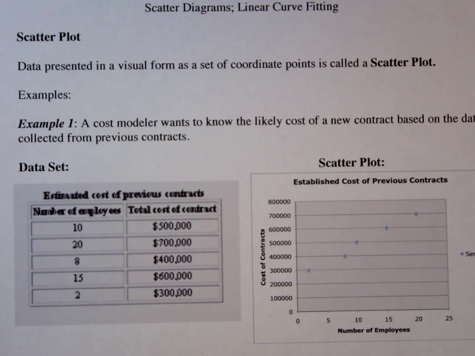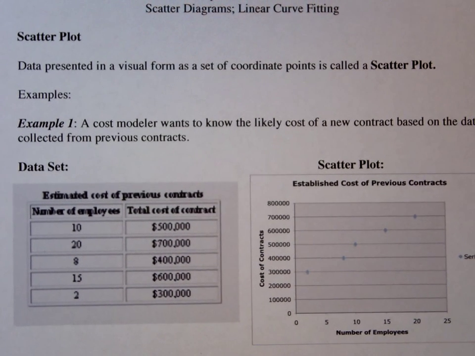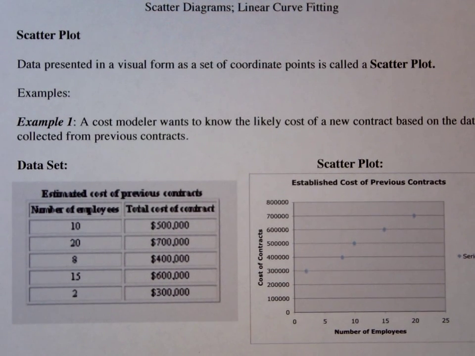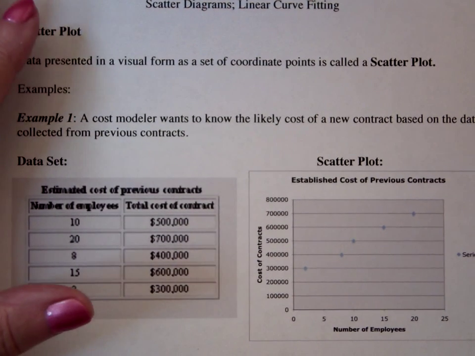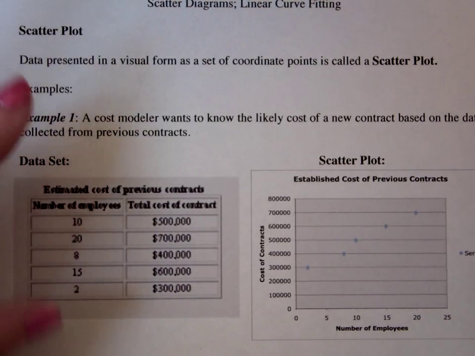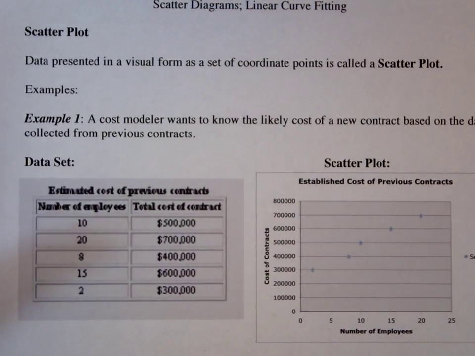First thing that we are looking at is the idea of something called a scatter diagram or a scatter plot. And what a scatter plot is, it's a graph, but it's a graph of your data. And here is a data set that is very easy to collect.